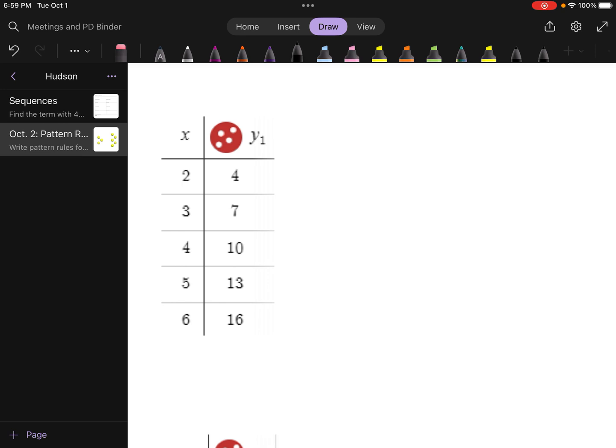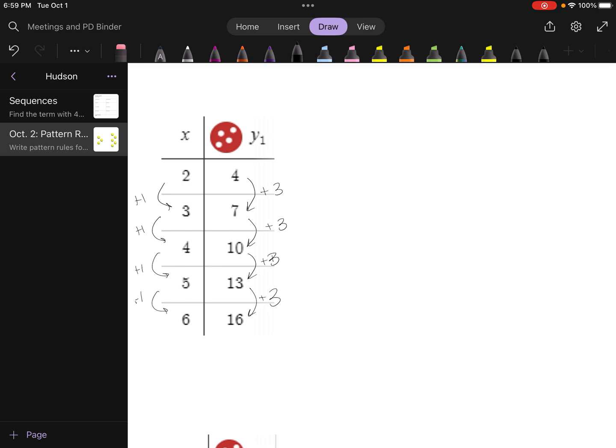Okay, so I start again looking for what the differences are in my table. So from 4 to 7, I'm going to go up by 3. From 7 to 10, I'm going to go up by 3. From 10 to 13, I'm going to go up by 3. Okay, so I'm consistently going up by 3 in my output column, and I'm going up by 1s in my input column.